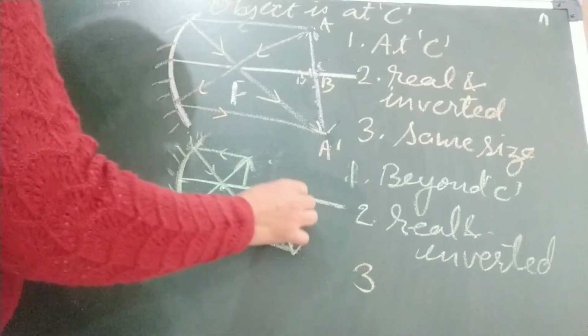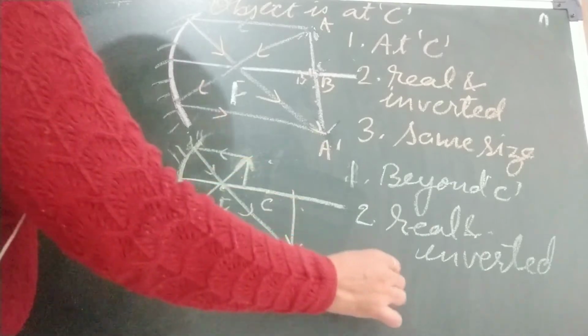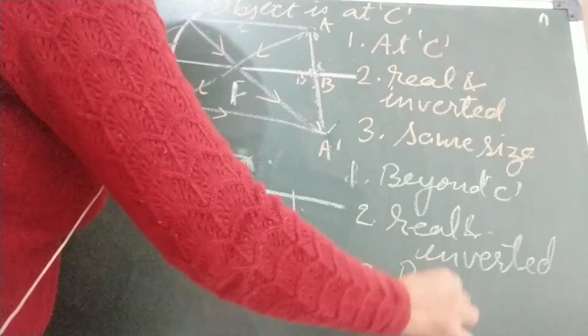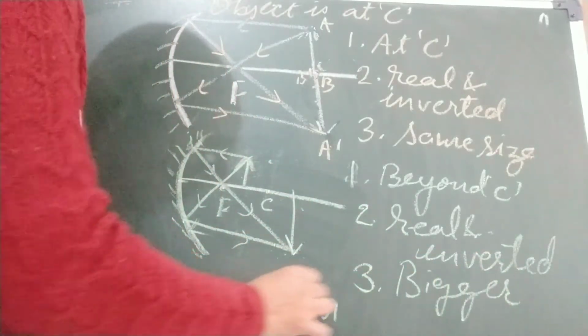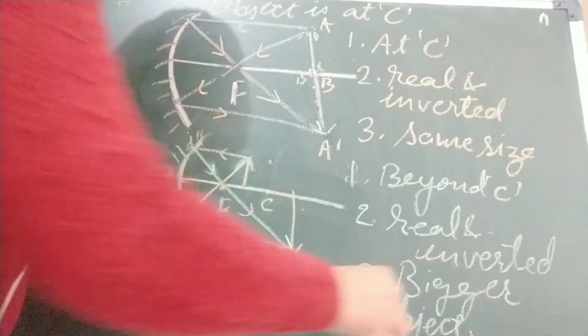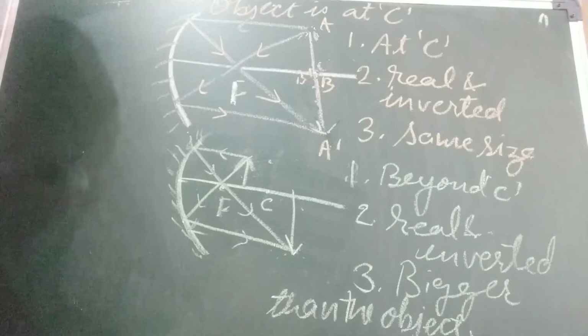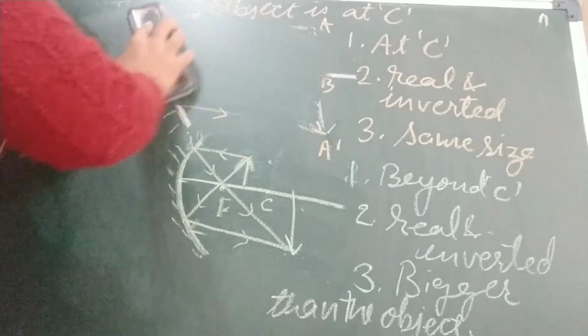Third thing, just you are seeing the size. It is bigger than the object. Bigger than the object. Okay. Now children, we are going to see when we are placing it more inner side, like at F. Now we are going to keep this at F.